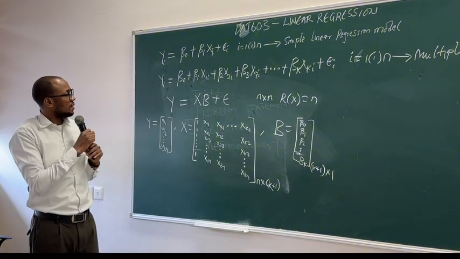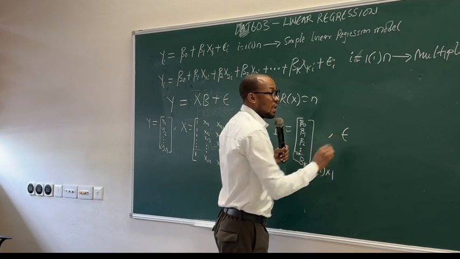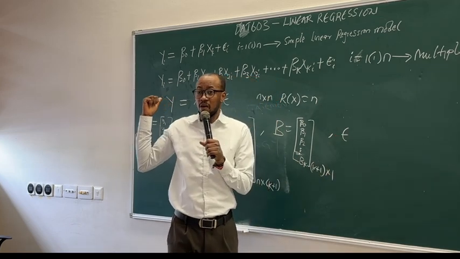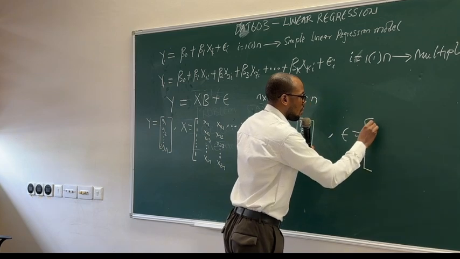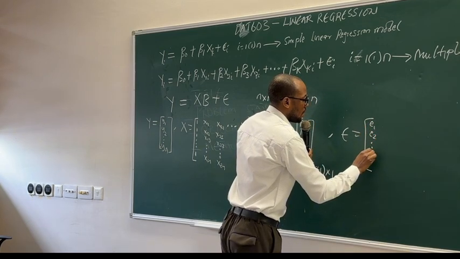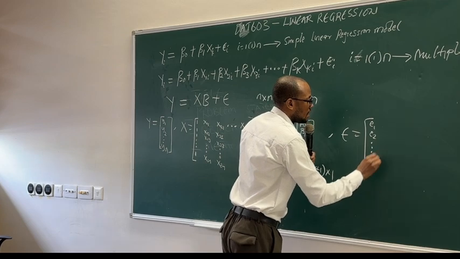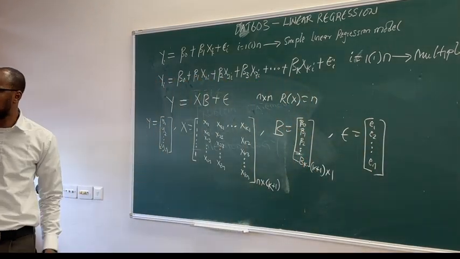Okay, then the last one is the error. The error term would have the same dimension as y. It will just be a vector of errors, e1, e2, down to en. So this is basically the linear regression model in matrix form.